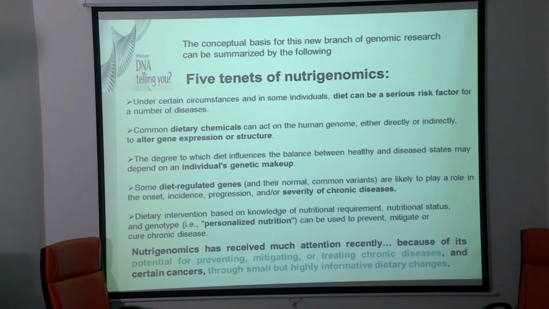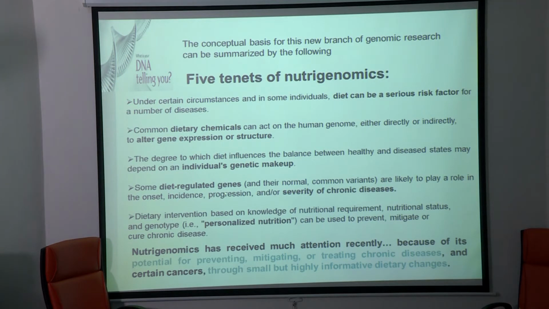Then common dietary chemicals can act on the human genome directly or indirectly and alter the expression or the structure of the gene. Another fact which is also clear is that the degree to which the diet influences the balance between healthy as well as disease state depends upon what kind of genome or genetic makeup the individual has. So if you come down, everything is individual based, right?